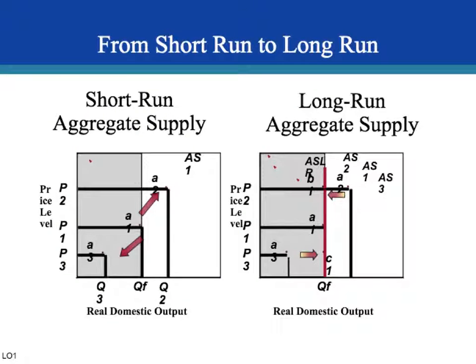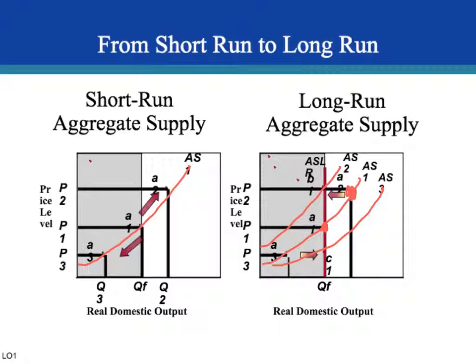This is aggregate supply 2, aggregate supply 1, and aggregate supply 3. Okay, so let's say that the firm is producing at this point over here, because price level has increased from P1 to P2.